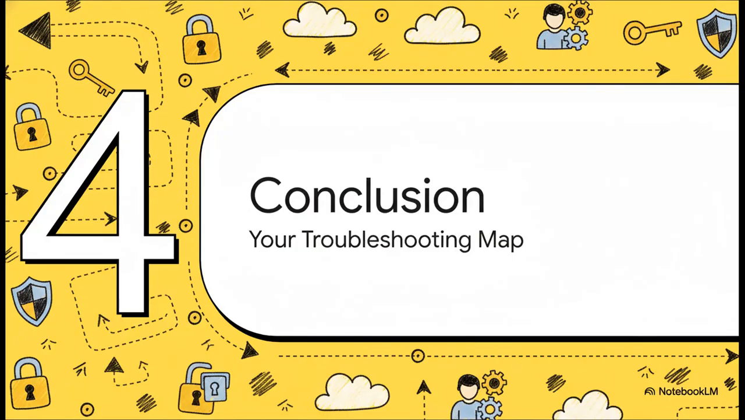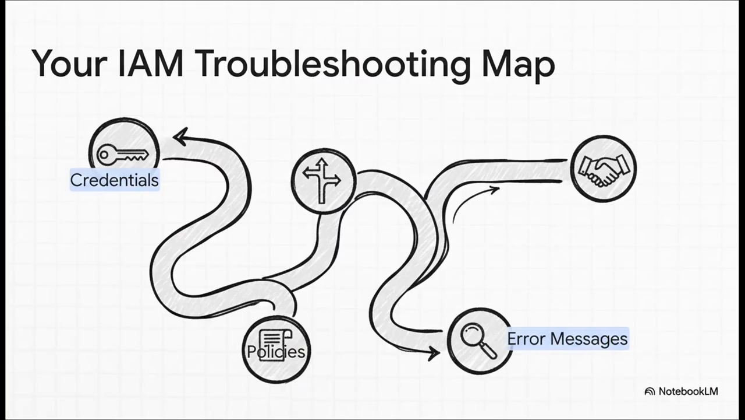Whew. Okay, we have covered a ton of ground. We've talked credentials, we've untangled policies, we've figured out roles. Now, let's bring it all together and build that map we promised, so you can walk away ready to tackle these issues with confidence. Here it is, your troubleshooting map.